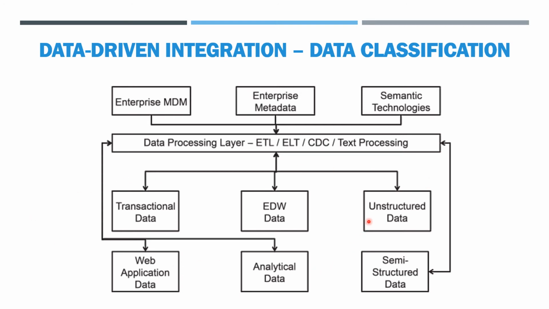As shown in this figure, there are broad classifications of data. There is transactional data, where the classic OLTP data belongs to this segment. And then there is web application data, where we obtain the data from the web application. And then we have the EDW data, which is the existing data from the data warehouse. And then we have analytical data. This data is from analytical systems that are currently deployed in the organization.